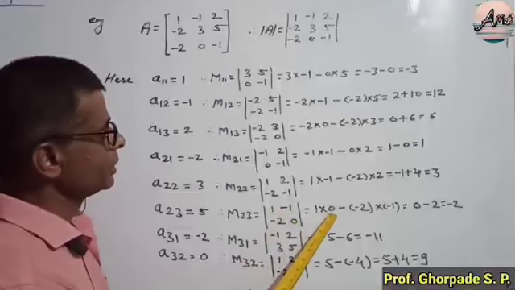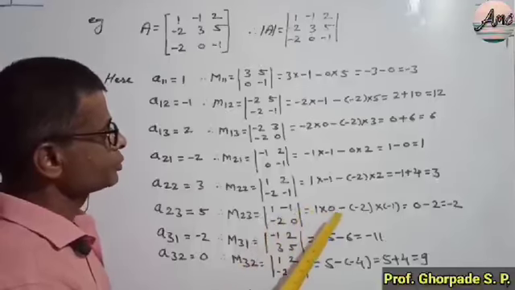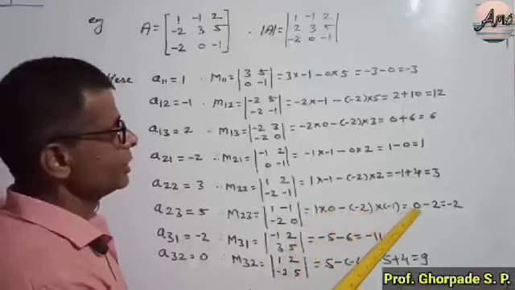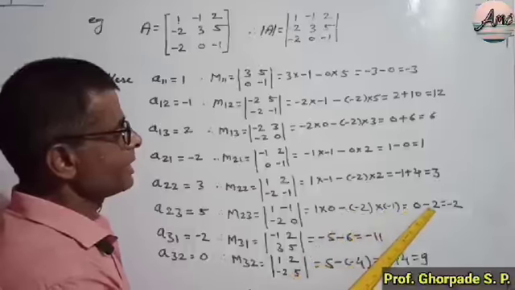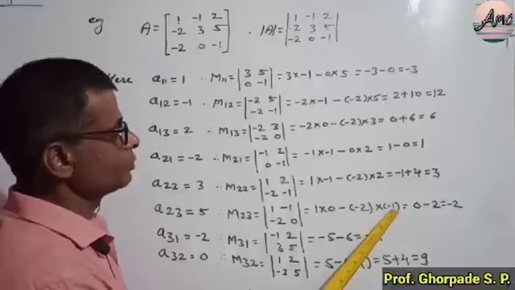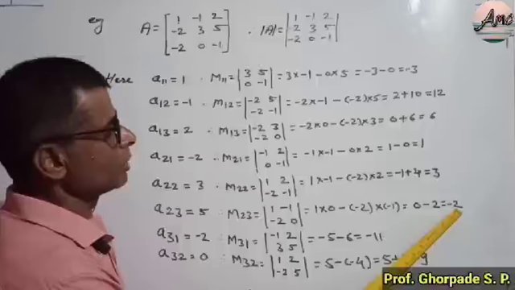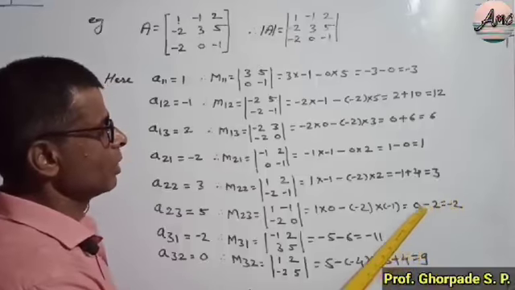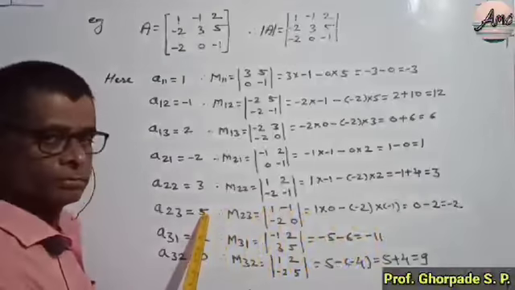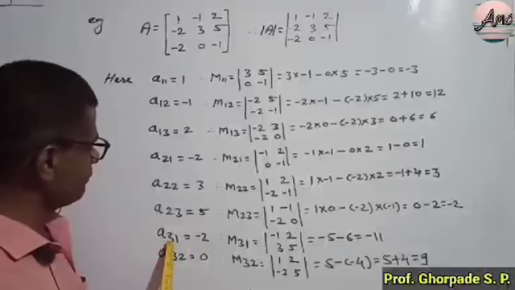1 into 0 minus 2 into minus 1. 1 into 0 is 0. This minus 2 remains as it is. Minus 2 into minus 2 is 2. So 0 minus 2 is minus 2. This minus 2 is the minor of 5. Then take A31.